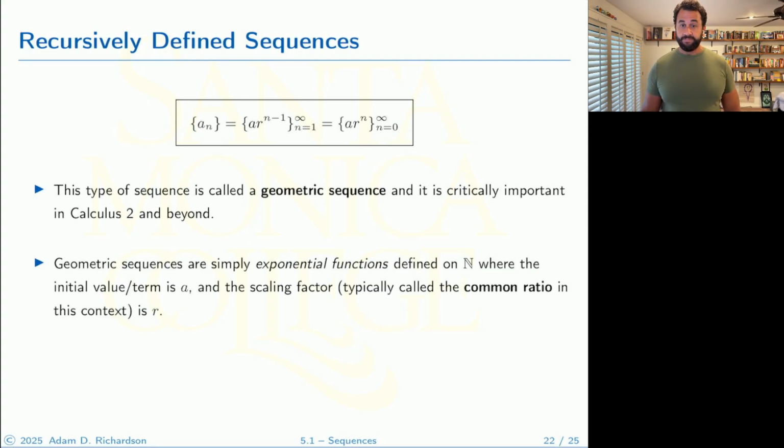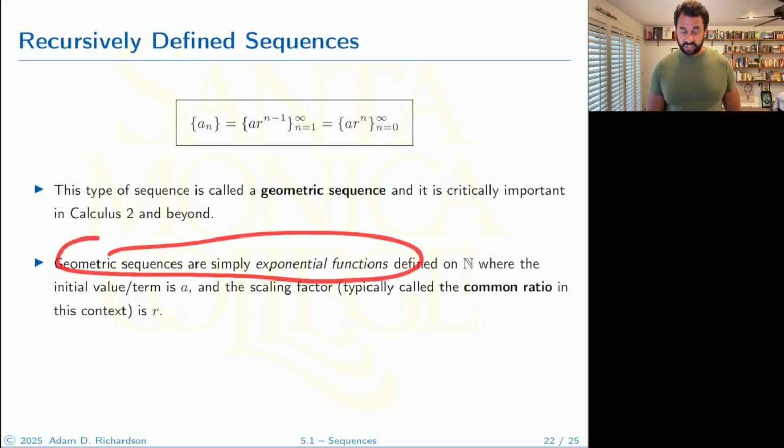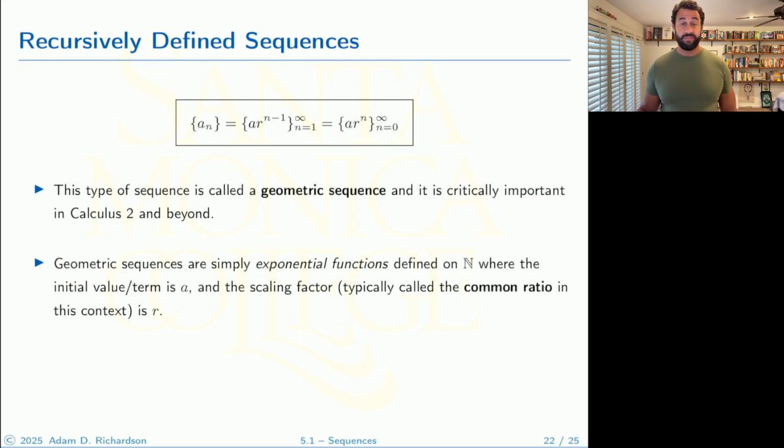Well, this type of sequence is what we call a geometric sequence, and it's critically important in Calculus 2 and beyond. They show up a lot in my own research as well. And geometric sequences are just exponential functions. They have the same structure as an exponential function. The only difference is that these exponential functions are defined on the natural numbers. So they're discrete. They're not continuous like those exponential functions that we explored back in chapter 4.